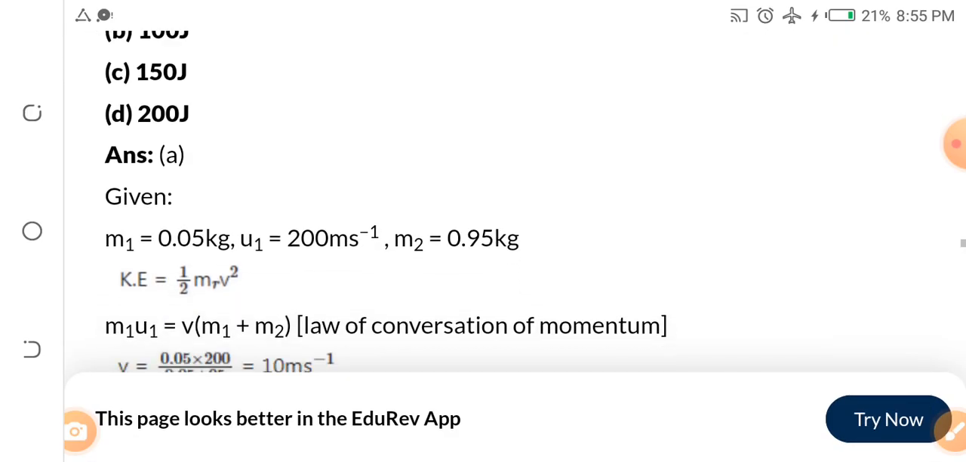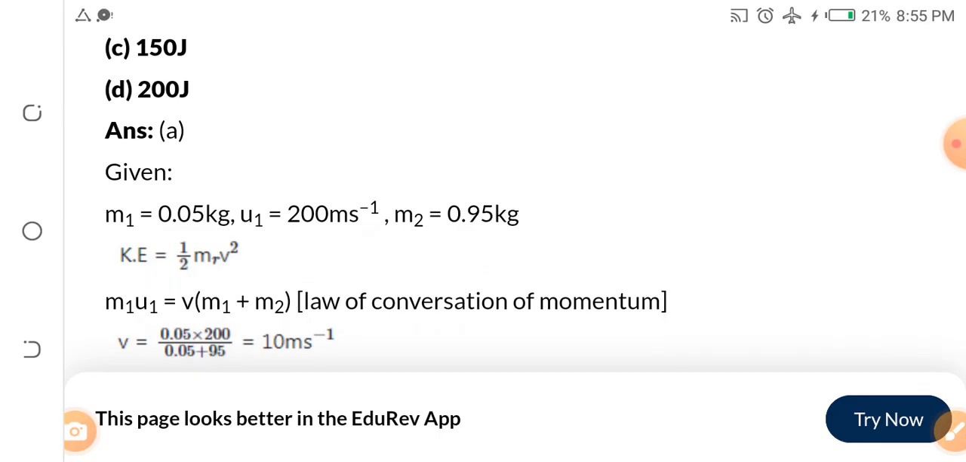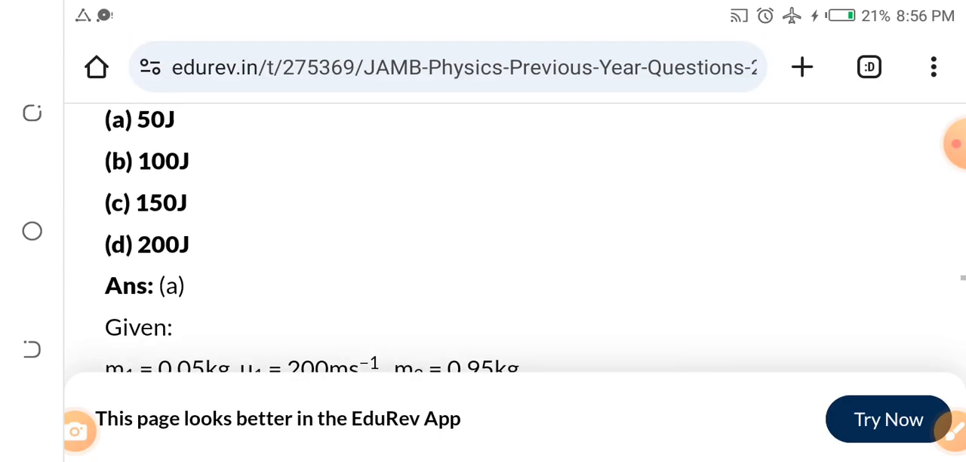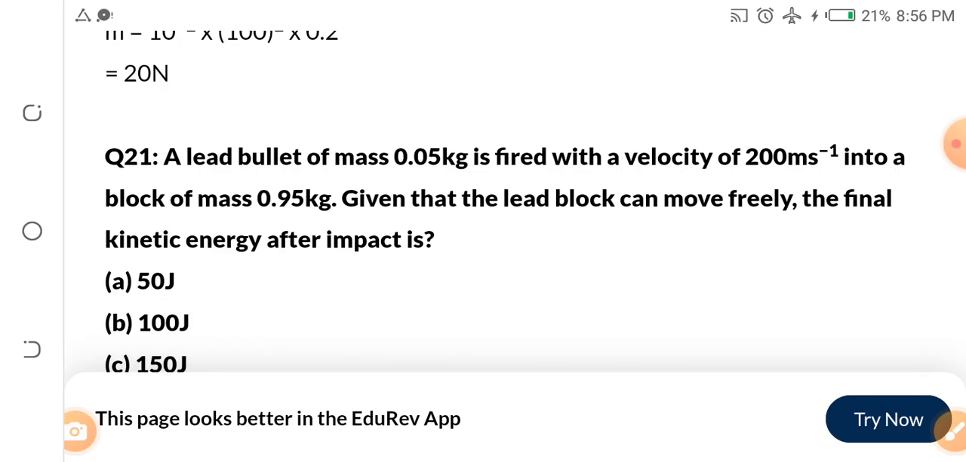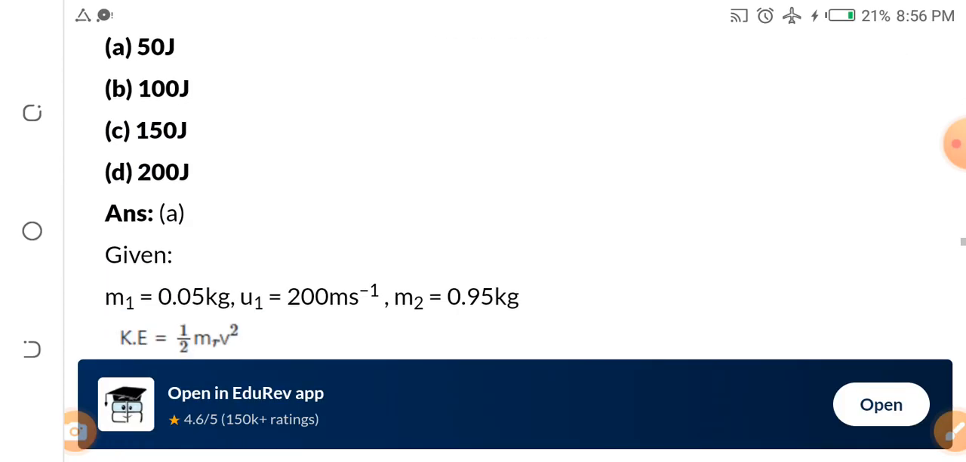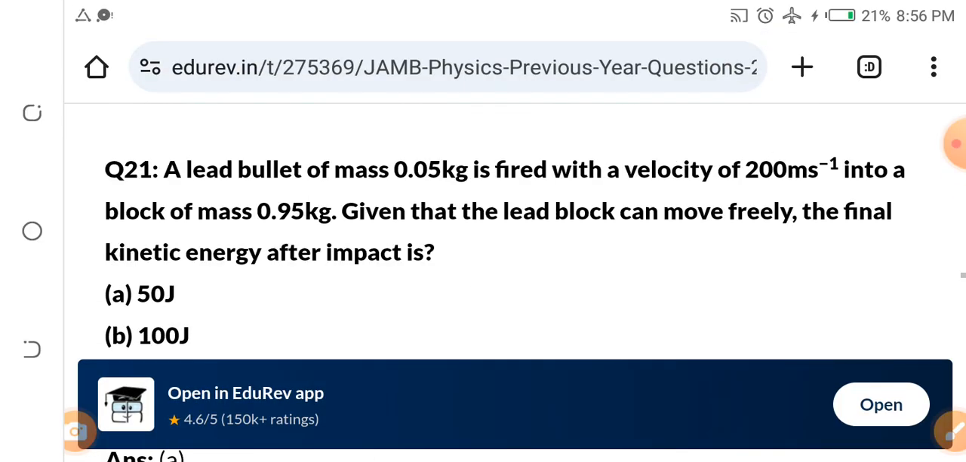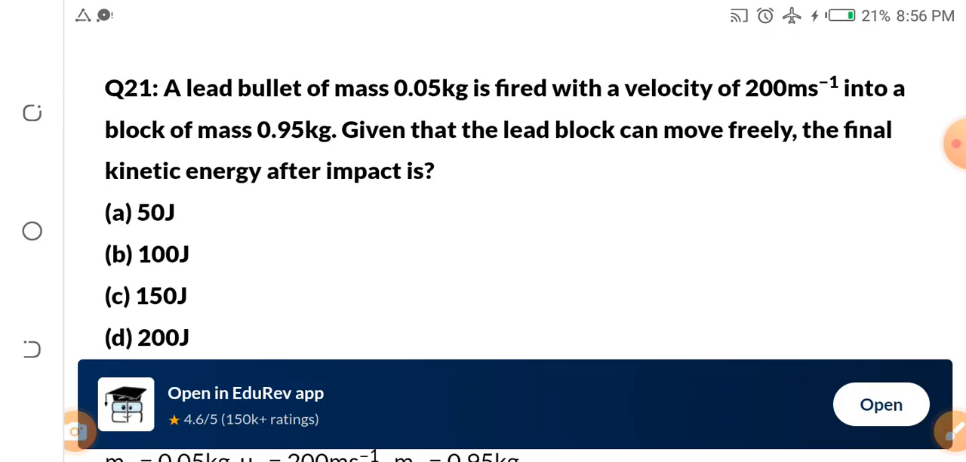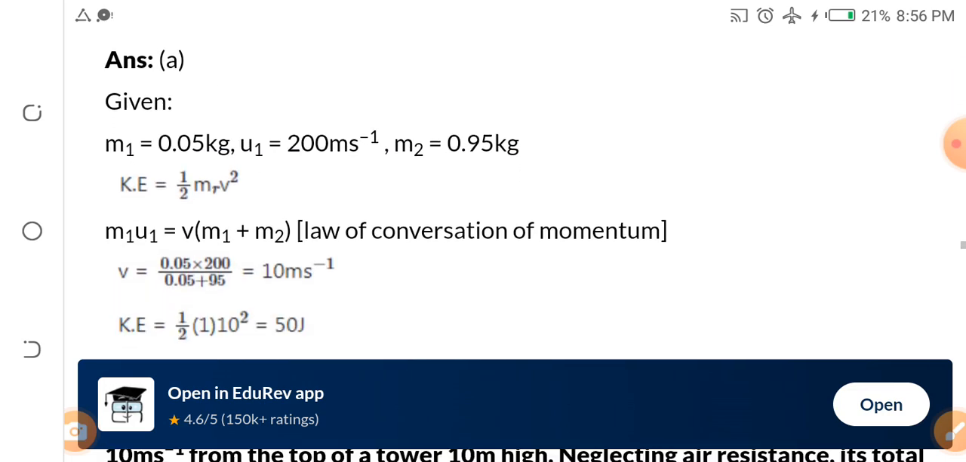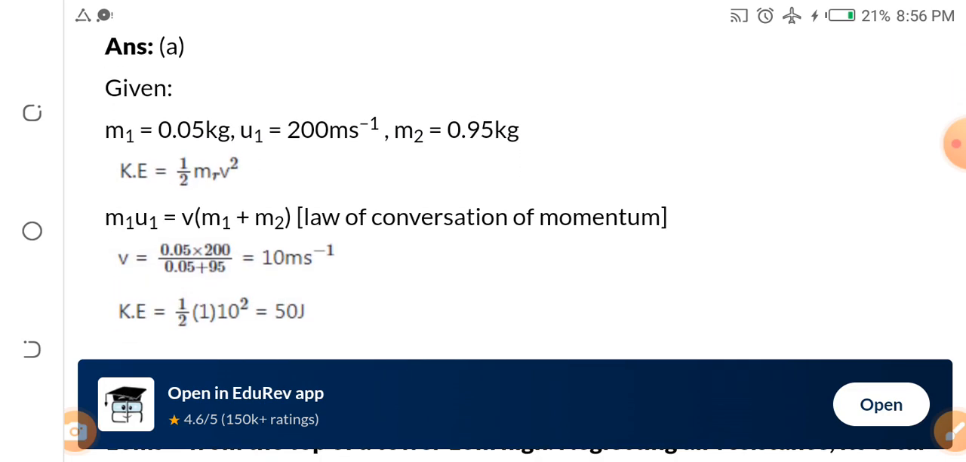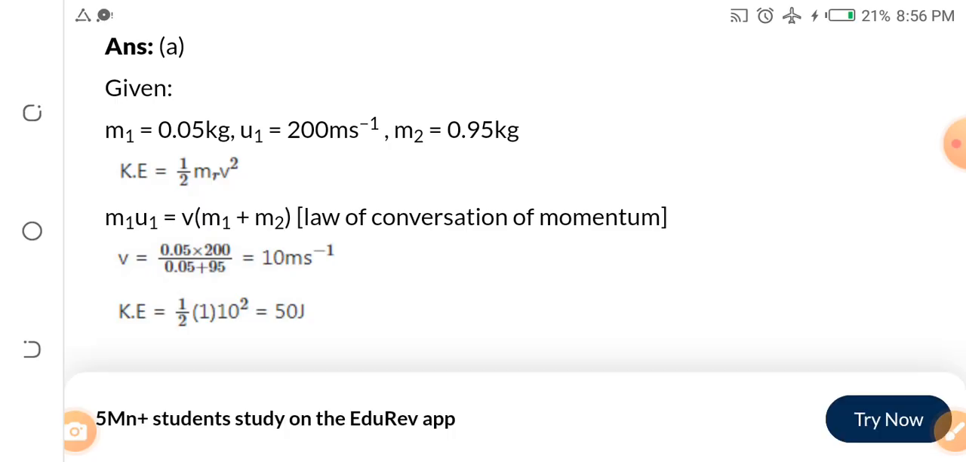Okay, so we have our mass 1 at 0.05 kg. Velocity 1 is 200 meters per second, and mass 2 is 0.95 kg from the question. Given that the lead block can move freely, we are now looking for the kinetic energy. You can see the solving. So just substitute these values.